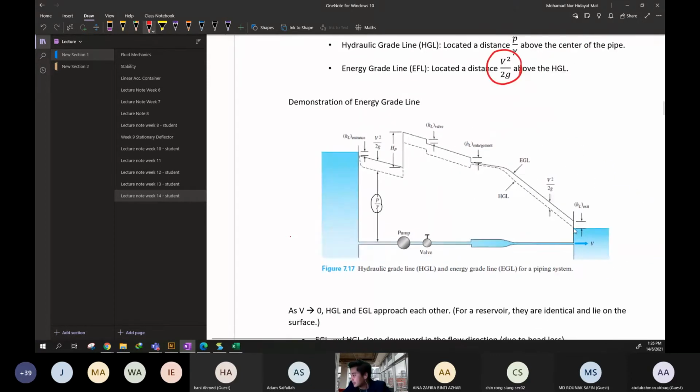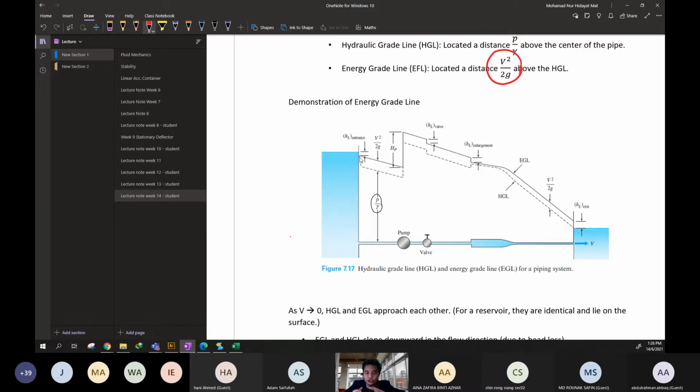Until this section, the energy at this point is the same elevation as the energy at the water surface. Okay, that's what we call the atmospheric pressure. Because of the hydraulic pressure of the fluid, it will cause the movement of the water. When you push the fluid, it will cause the motion of the fluid.